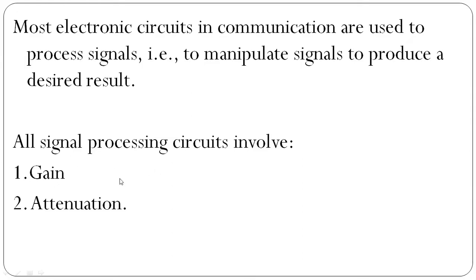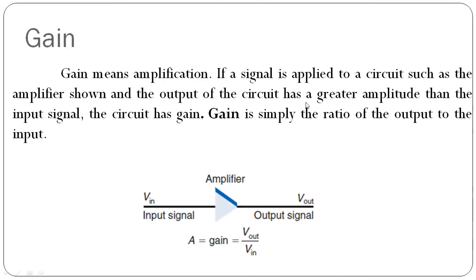So dun muna tayo sa gain. So gain means amplification. No? If a signal is applied to a circuit such as shown below and the output signal dun sa circuit has a greater amplitude compared dun sa input signal, ibig sabihin, yung circuit merong gain. Okay? So gain simply means the ratio of the output versus input. Ibig sabihin, in layman's terms, pag sinabing gain, ito yung how much yung nilaki ng signal sa output compared sa input. Okay? So, ganun lang siya.